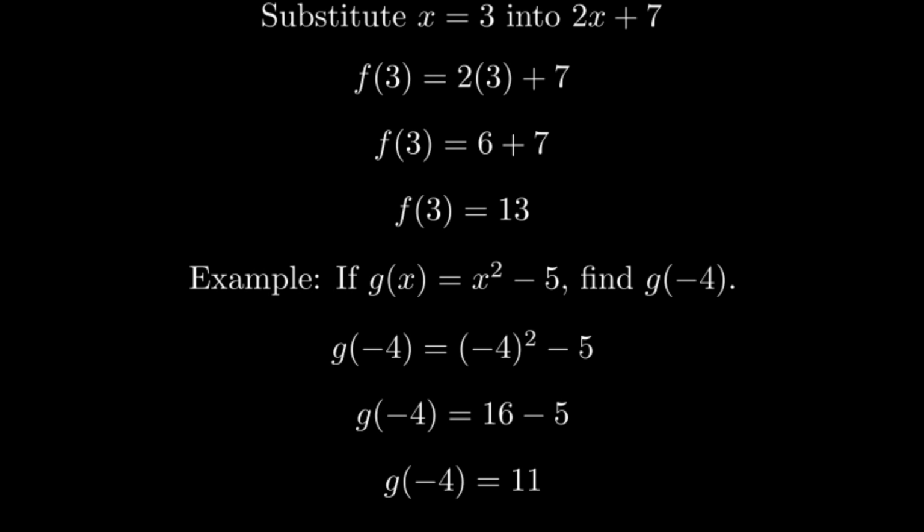So g of negative 4 is 11. The input of -4 maps to the output 11. Excellent. We've now seen how to take a function defined by a rule and evaluate it for a specific input. This is a fundamental skill we'll use constantly.